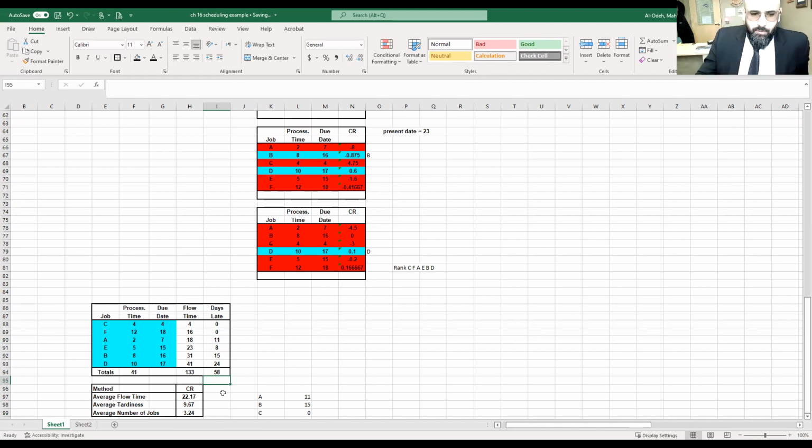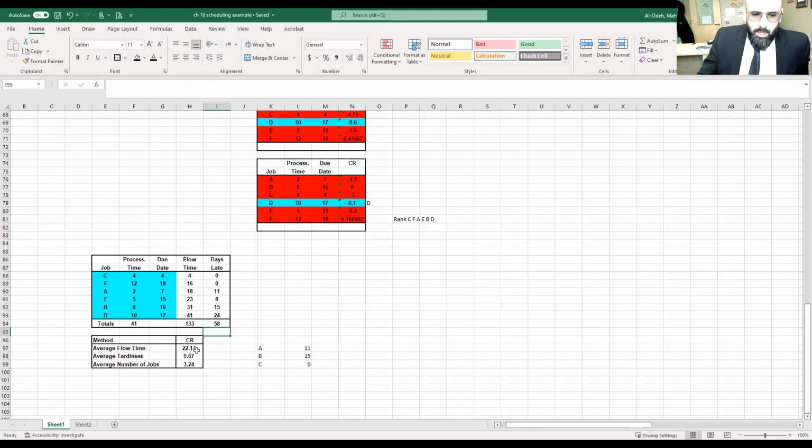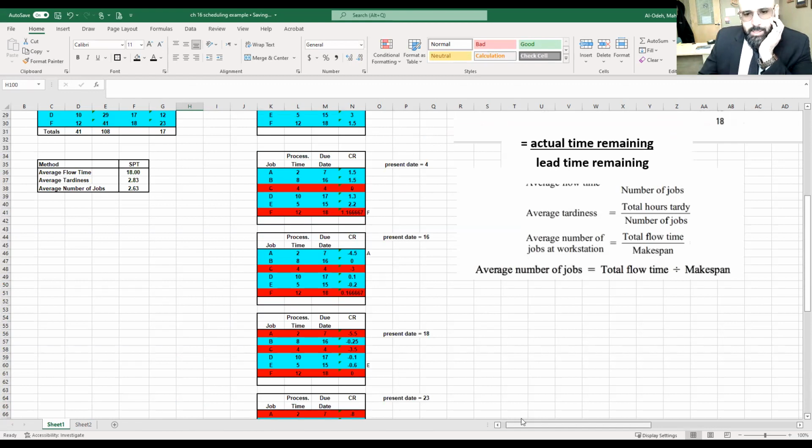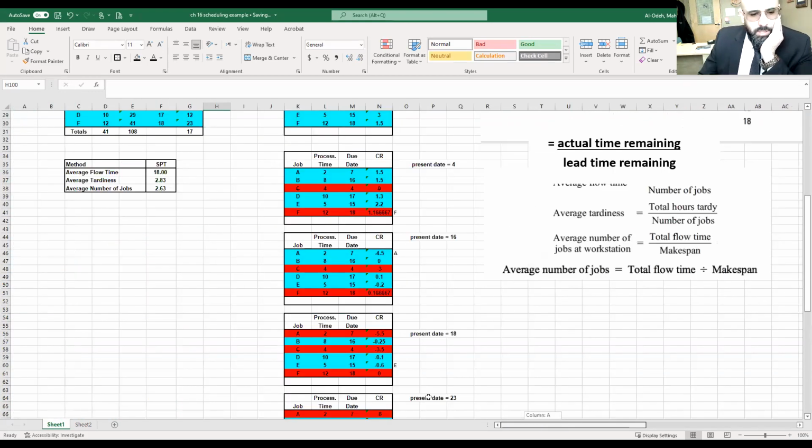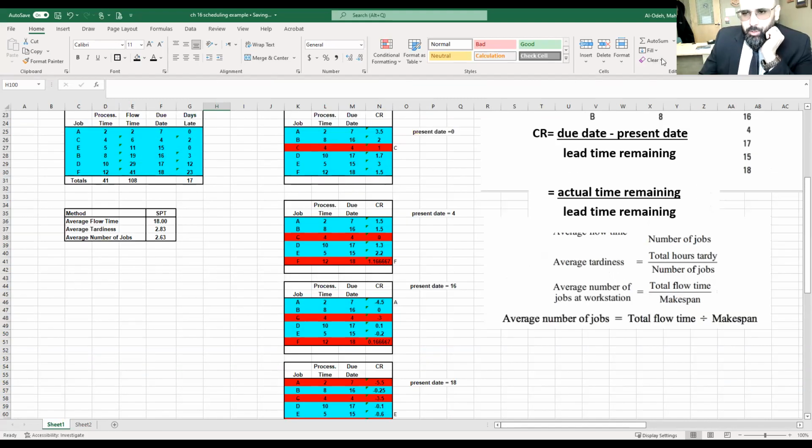And therefore, if you look into the 3 parameters, the average flow time is 22.17, that would be 133 divided by 6. Tardiness is 58 divided by 6. And then the average number of jobs is 3.29. Now, what I want from you is to go back to all of these previous results and select the best job. And it looks like the best job for this would be the shortest process time. Let's go now back to the slides to conclude this here.